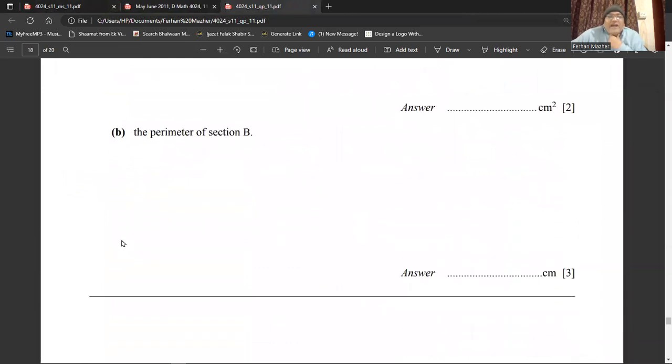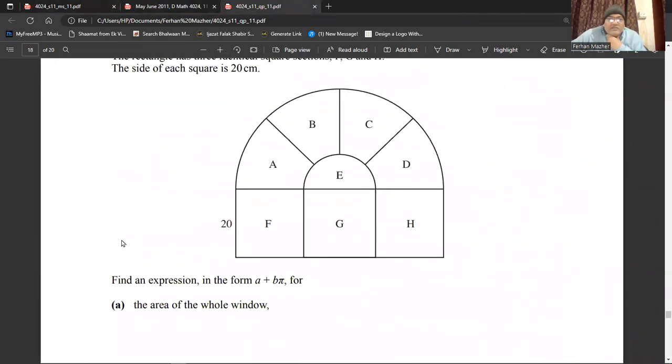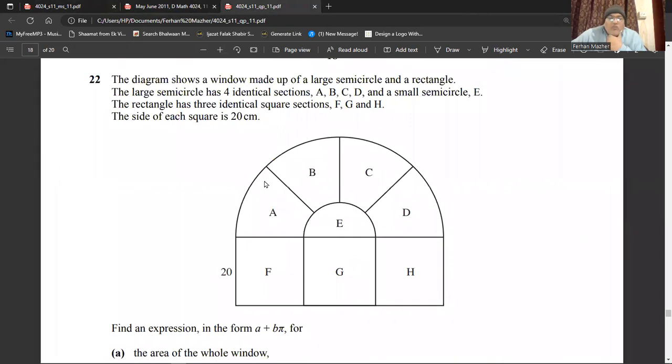Then he says, find the perimeter of the section B. So this is the center. This radius is 10, 20 plus 10, that's 30. So this is basically this arc, and this arc, and this straight line, and this straight line. This straight line is 20, this straight line is 20.